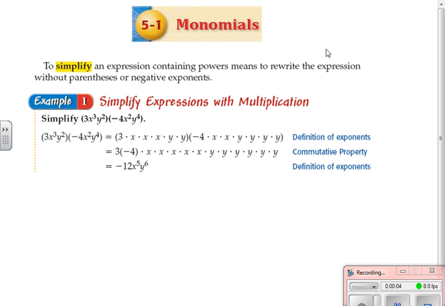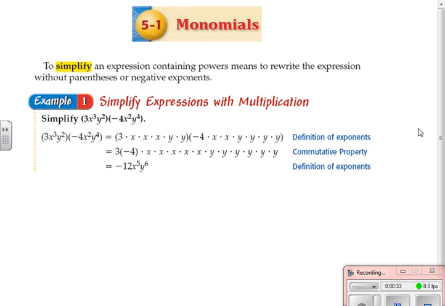Lesson 5.1 begins with monomials. A monomial is a single expression, so it doesn't have addition or subtraction with it. Mono meaning one, so they just have one term, one part to it, which will be different than when we get to polynomials. To simplify an expression containing powers, we have to rewrite it without parentheses or negative exponents. So it's really important to know what the directions mean.